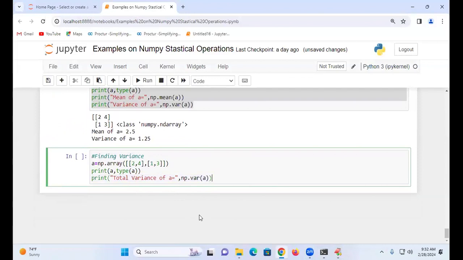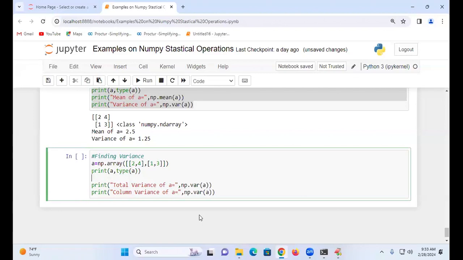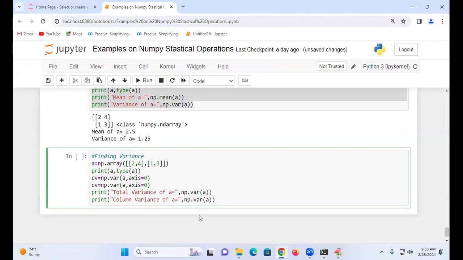Next I am going to take it. Tell me, students, what should I write? Column variance, CV, is equal to np dot variance of A, comma, axis is equal to 0. And the next, row variance, RV, is equal to np dot variance of A, axis is equal to 1.